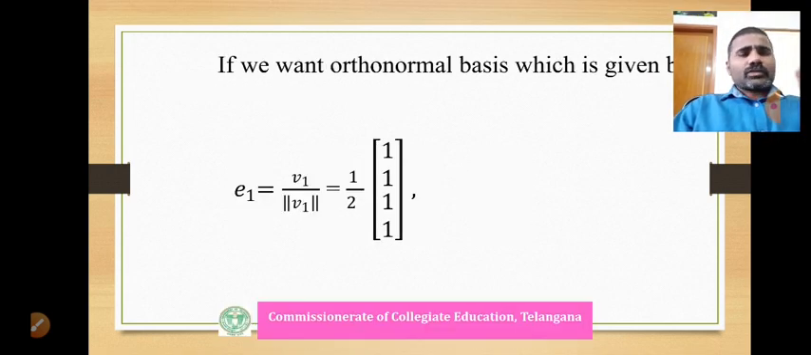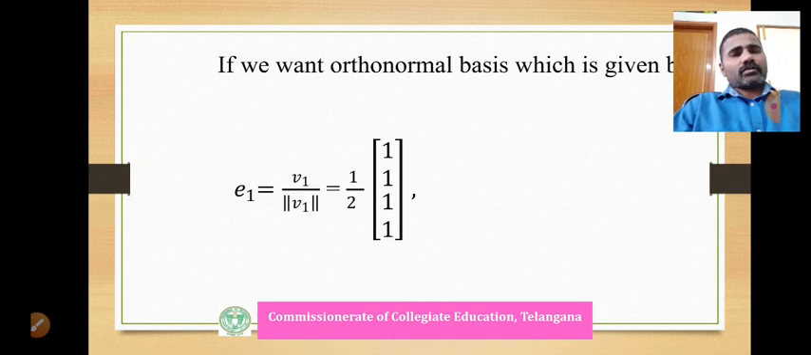Now actually we need to construct the orthogonal matrix, so we need orthonormal vectors. That's why we normalize the vectors, converting them into unit vectors. If V1 is any vector, then V1 by norm V1 becomes a unit vector. So E1 is V1 by norm V1. Norm V1 is the square root of 1 plus 1 plus 1 plus 1, which is the square root of 4, that is 2. So E1 is 1 by 2 times (1, 1, 1, 1). This is the first orthonormal vector.